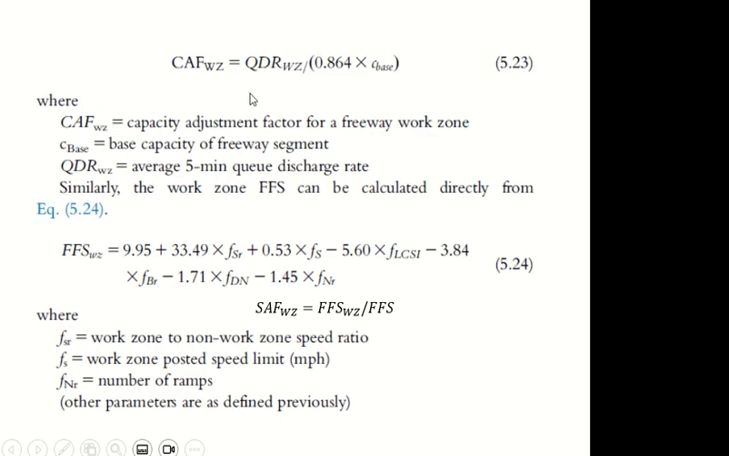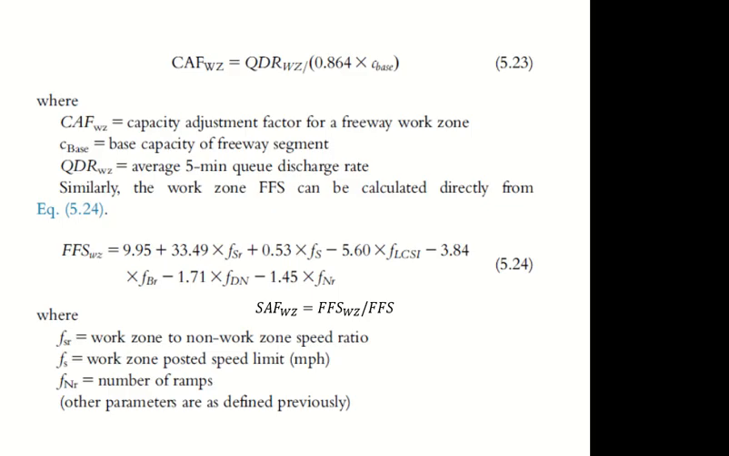Then after you have the Q discharge rate, you can calculate the CAF for the work zone. It is Q discharge rate divided by 0.864 multiplied by capacity. The capacity we use is the one we calculated in the previous question, the base capacity. Base capacity is the simple one which you calculated in the last question. So this is for CAF.